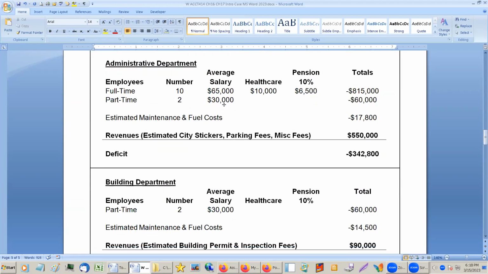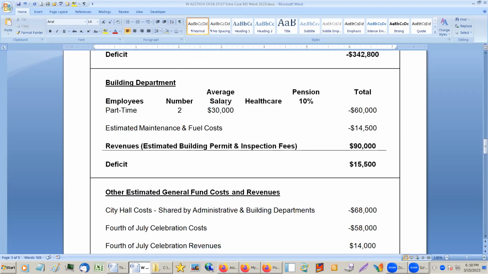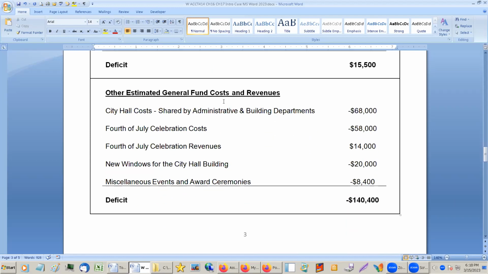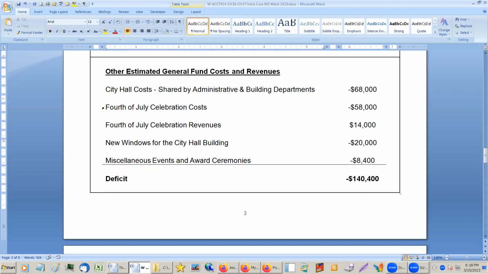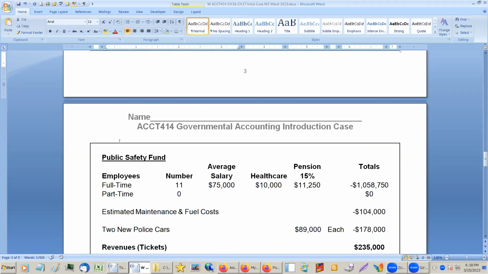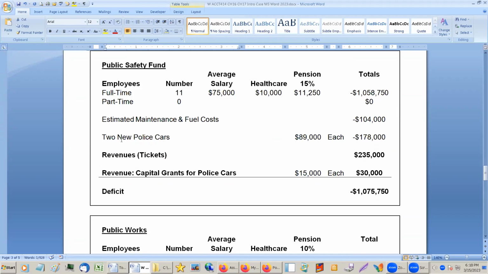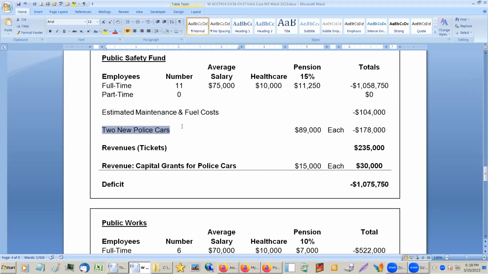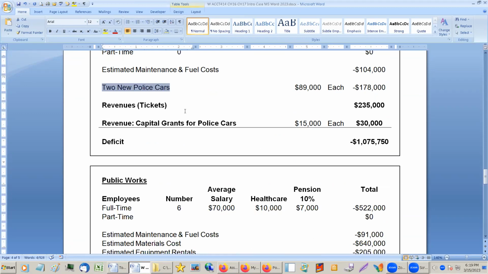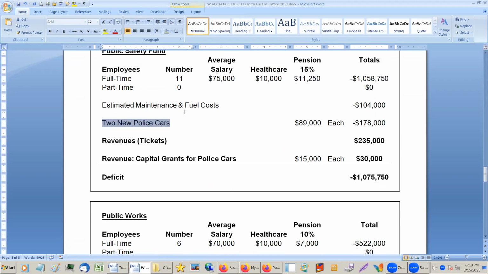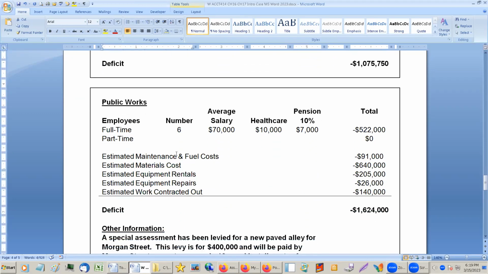So the administrative department, building department, other, general fund, and so on. Oh, here's the 4th of July stuff. We got to look at that. We'll look at that later. Oh, here's new windows. Public safety, there's the new police cars. Public works.